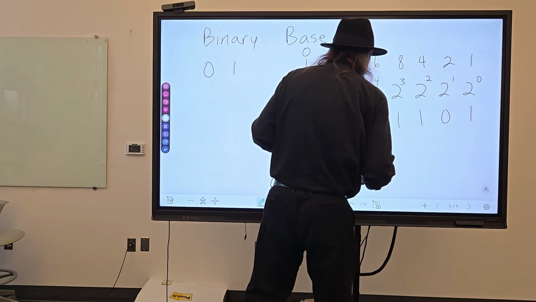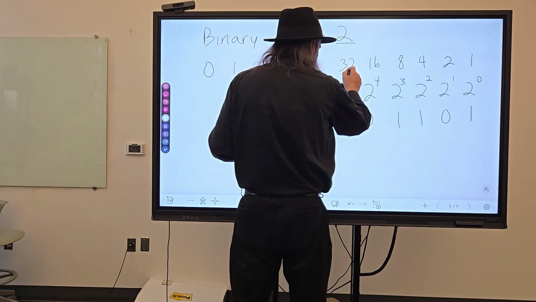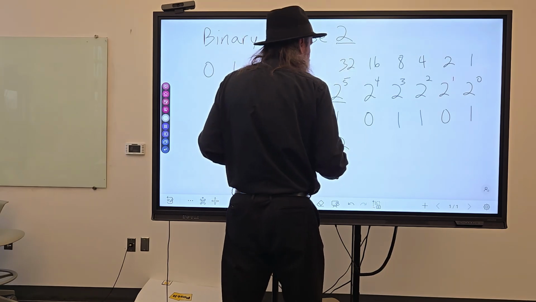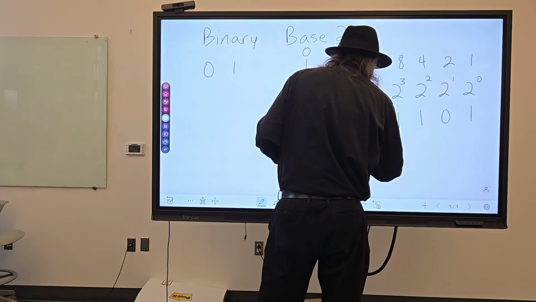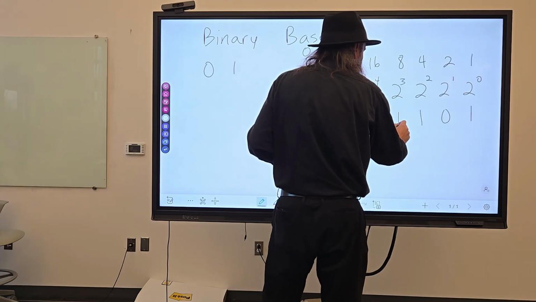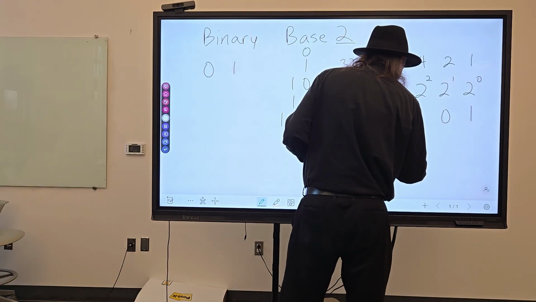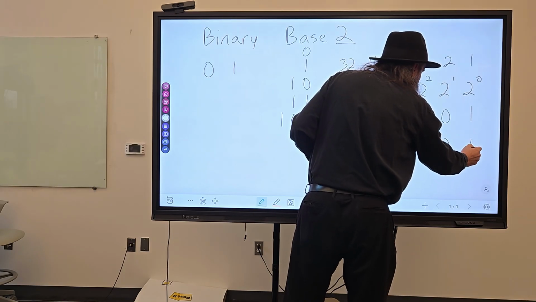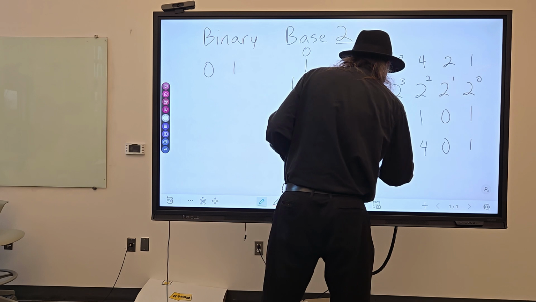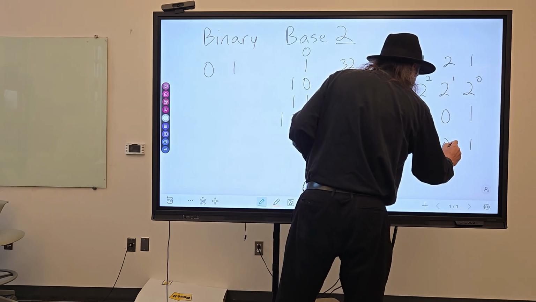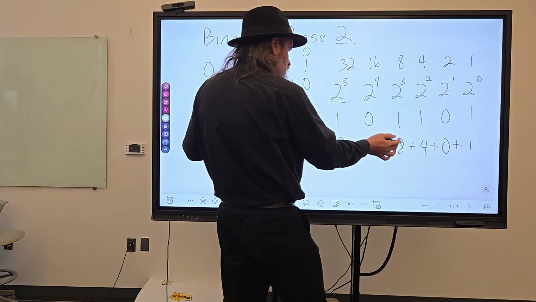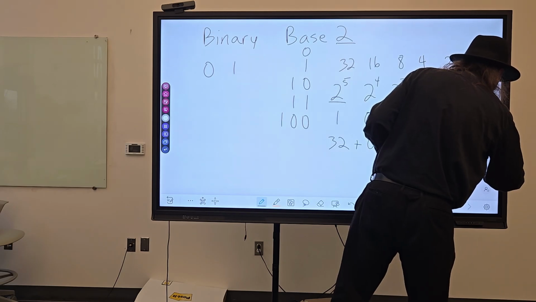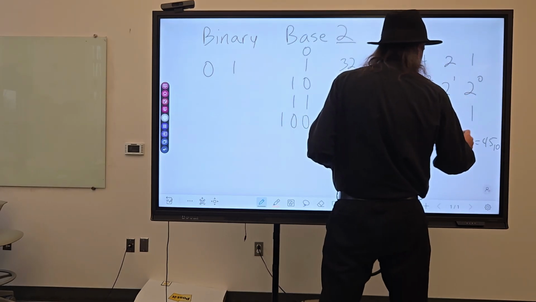So when converting from base 2 to base 10, say your number is 1, 0, 1, 1, 0, 1, you would multiply 1 by 32, 0 by 16 is 0, 1 times 8 is 8, 1 times 4 is 4, 0 times 2 is 0, and 1. And then add them up together. And you would get 45, base 10. This would be base 2.